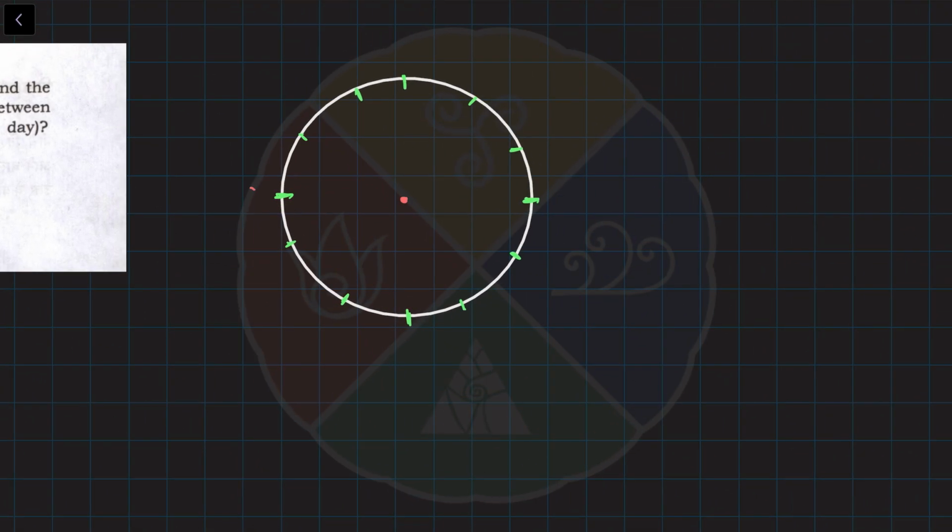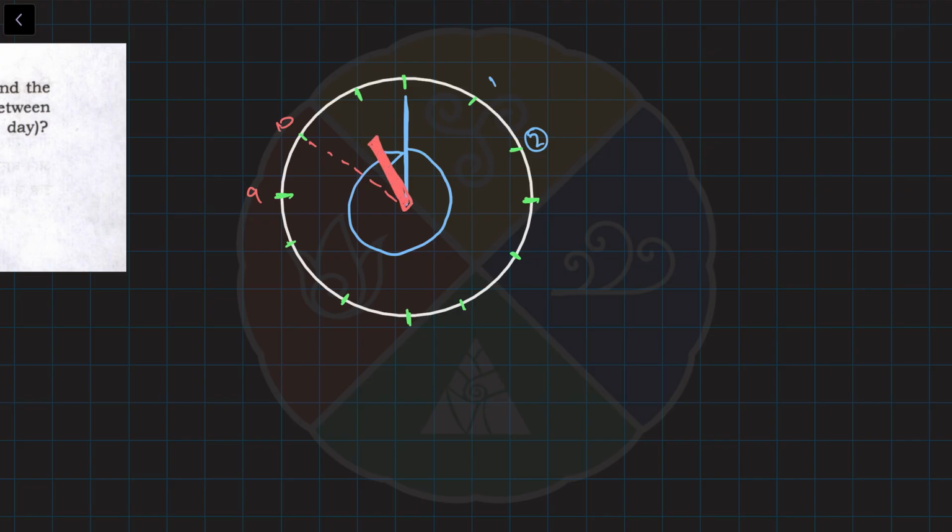Okay, so let's see. 10 a.m. This is 9, this is 10. So at 10 a.m. the hour hand will be here, and our minute hand will be here. Now what is going to happen? It has to reach 1, 2. The hour hand has to reach here. So in 1 hour, the minute hand will take a full rotation, and the hour hand from its original position is going to move and reach here at 11 o'clock.